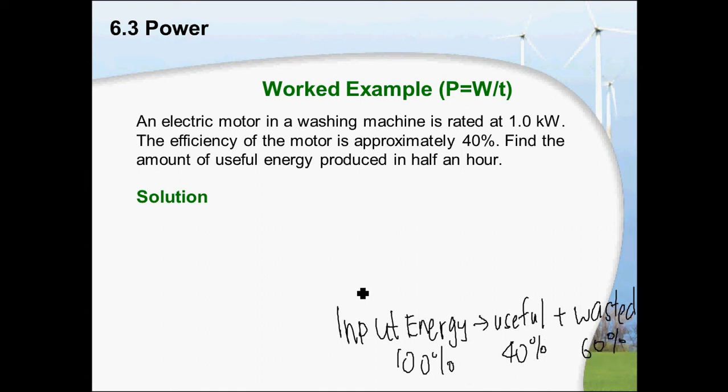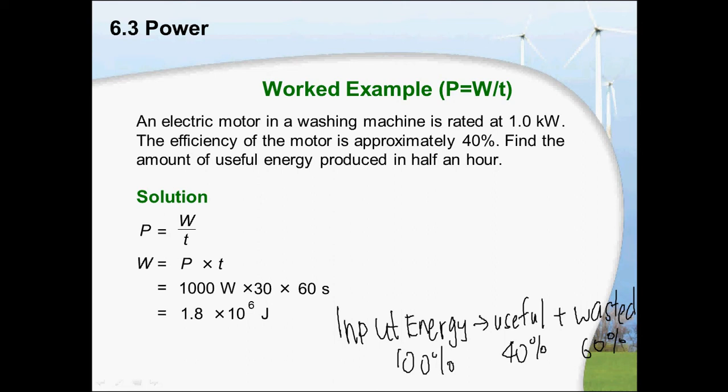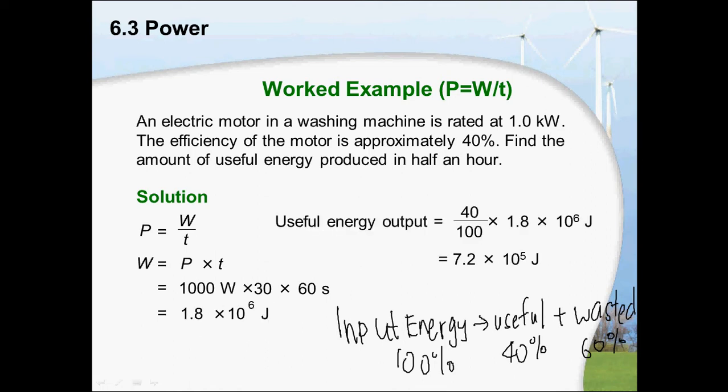So to answer this question, you simply have to first find the total input energy, and the total input energy will simply be power times time. Again, you need to convert to seconds. So 1 kilowatt also needs to be converted to watts. So 1000 watts multiplied by 30 times 60 seconds, which will give you 1.8 times 10 to the power 6 joules. All right, so if you want to find the useful energy converted, you simply find 40% of this value. So the answer will be simply 7.6 times 10 to the power 5 joules. All right, this will be your answer.